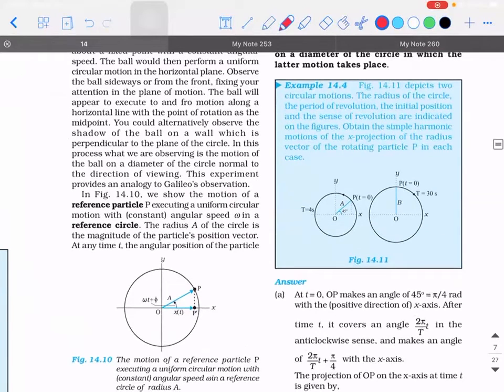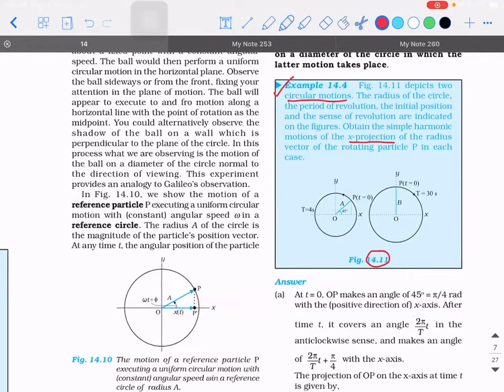See, for example, let's take example 14.4. Figure 14.11 depicts two circular motions. The radius of the circle, the period of revolution, the initial position, and the sense of revolution are indicated on the figures. Obtain the simple harmonic motions of the x projection of the radius vector of the rotating particle P in each case. So they are expecting you to write the expression for the particle's rotation along x direction.